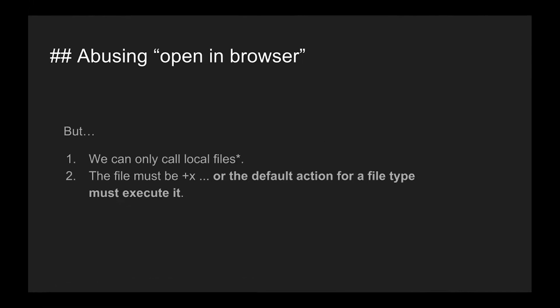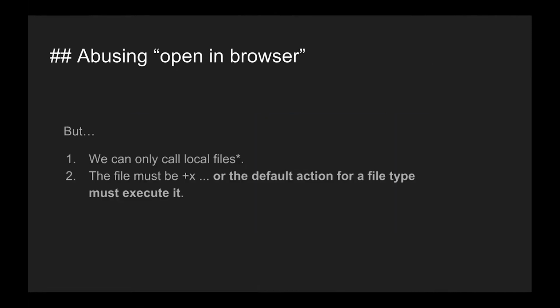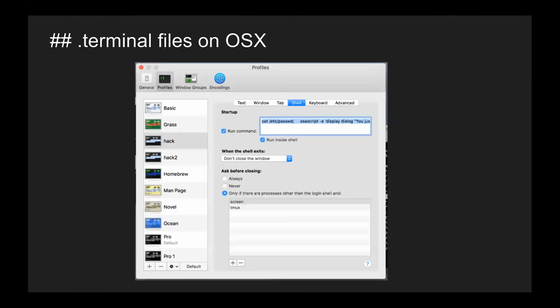So this was a fun trick. This is an exploit in Markdown, but I'm using a .terminal file here. It's hack.terminal. A terminal file, in OS X, is the preferences and properties of your terminal. You can style them and do whatever you want. Then you can export those, and when you double click on them, it opens a terminal with that styling, with whatever you have in there.